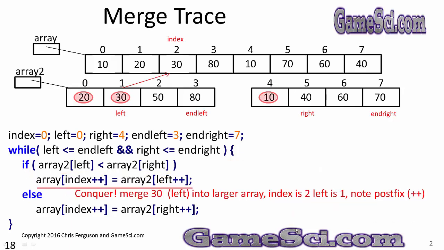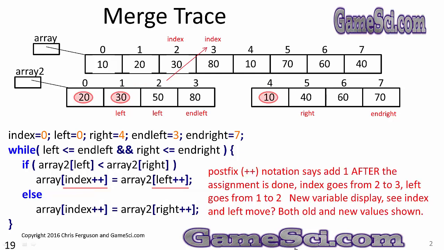This is the conquer. Merge 30 on the left into the larger array. Index is 2, so that's where the 30 went. Left is 1, so that's where it came from. Note the postfix ++, we're not going to add 1 to index and left until after the 30 has moved. Postfix notation says add 1 after the assignment is done. Index goes from 2 to 3. That's why I'm showing you index is going from 2 to 3. Left goes from 1 to 2.